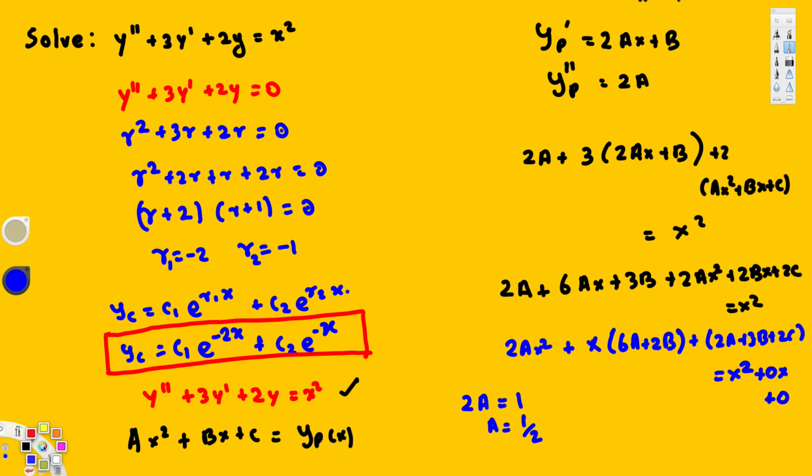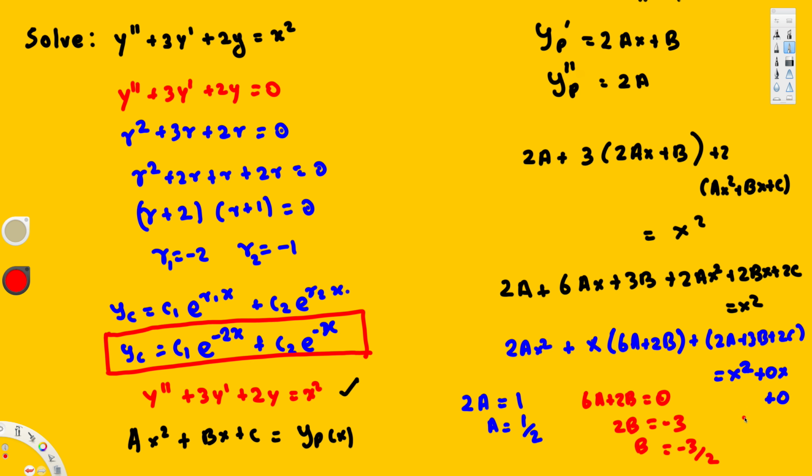Now let's look at the other things. Here we have x, and the coefficient is 6a plus 2b. So 6a plus 2b is going to be equal to 0, because we don't have any x value on the other side of the equation. We found the a value already, that is half, and 6 multiplied by half is going to give us 3. So 2b is going to be negative 3, if I move it to the other side. Therefore b is going to be negative 3 by 2.